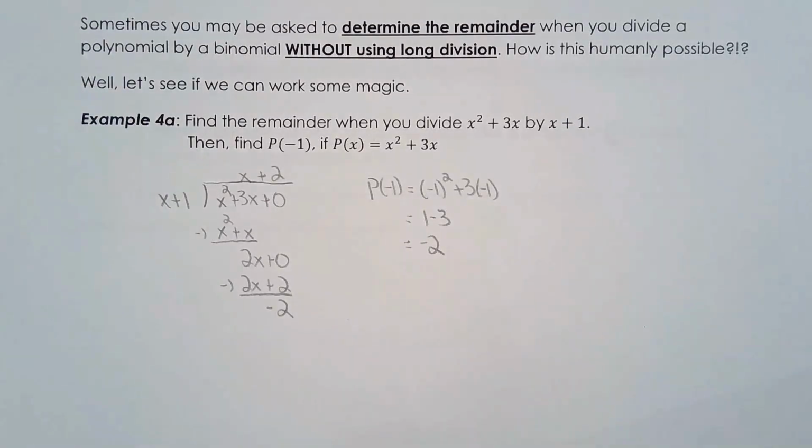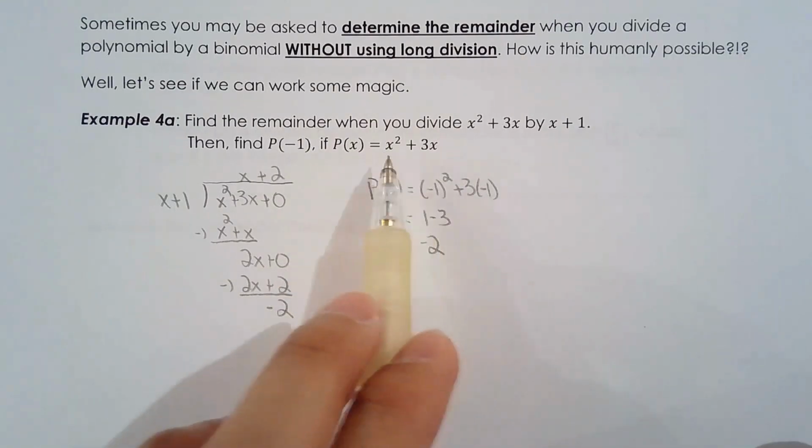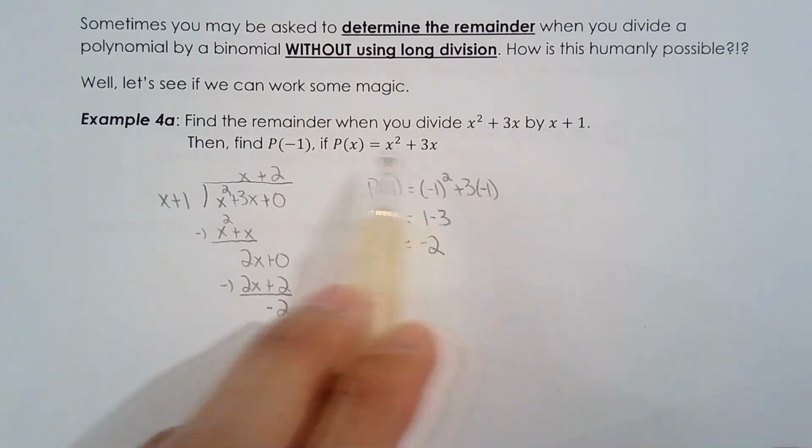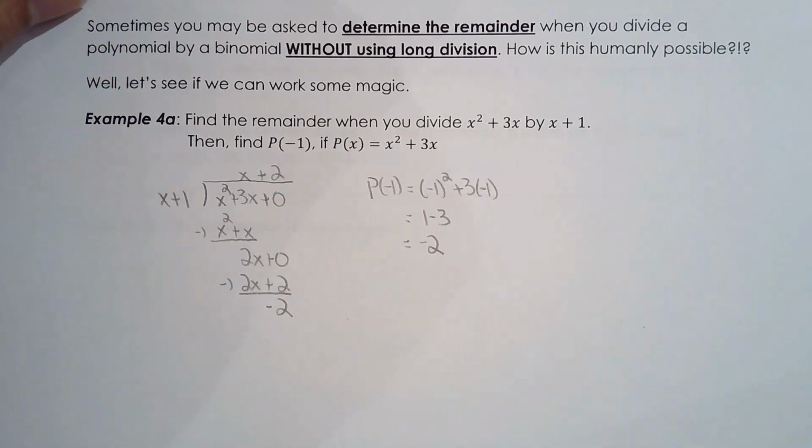But before I do that, I just want you to take a look. P of x is x squared plus 3x. Where else did you see x squared plus 3x? I'll let you think about that. And if you're ready, you can try example 5.